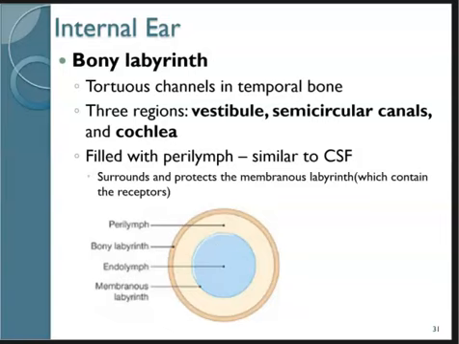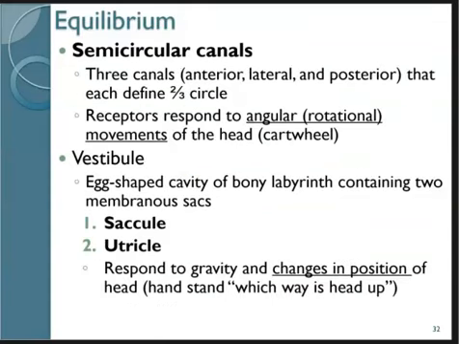Okay. So let's continue our conversation with equilibrium first. The semicircular canals, they're not half circles, they're really 2/3 circles. There are three of them at right angles to each other. You have an anterior semicircular canal, a lateral, and a posterior semicircular canal.